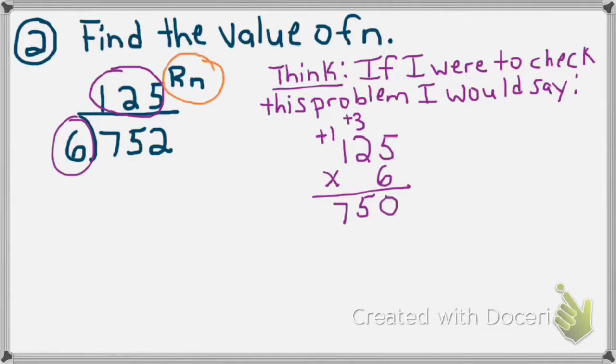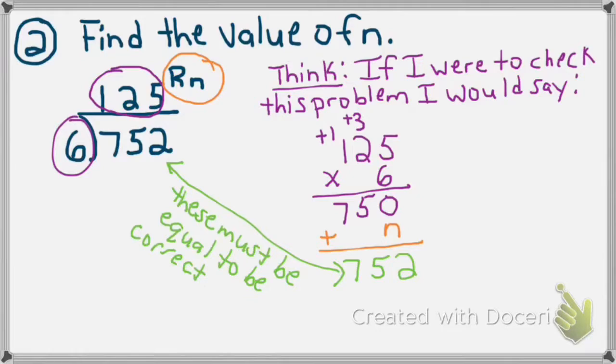Next I would add my remainder. My remainder is n, so I'll just write plus n. And once I add that remainder, if the problem is correct, it should equal the number that's inside the box, or the dividend. So I know that when I add 750 plus n, my answer should be 752. Because I know when checking a division problem, these two numbers must be equal to be correct. So now I just have to figure out what n is equal to.